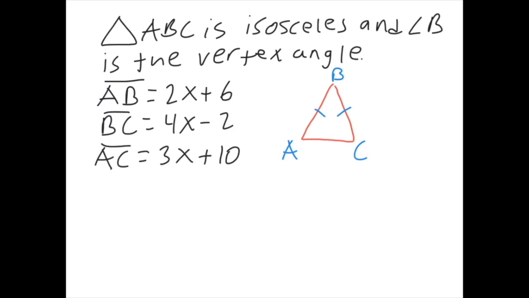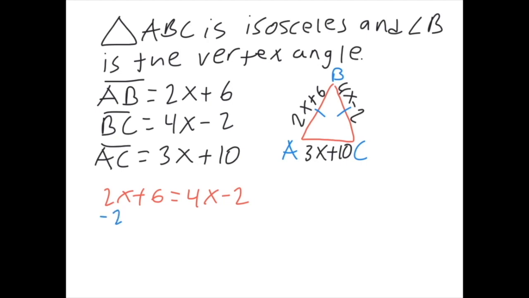So we know that AB is 2x plus 6. BC is 4x minus 2. And AC is 3x plus 10. So the 2 sides that are equal are 2x plus 6 and 4x minus 2. So let's set them equal to each other. So we have 2x plus 6 equals 4x minus 2.